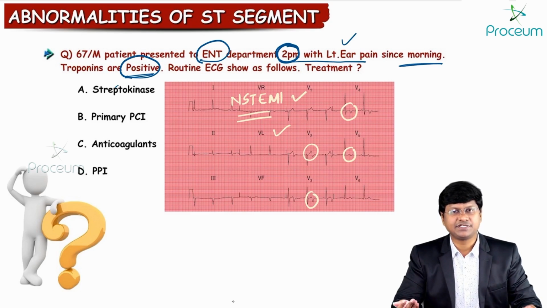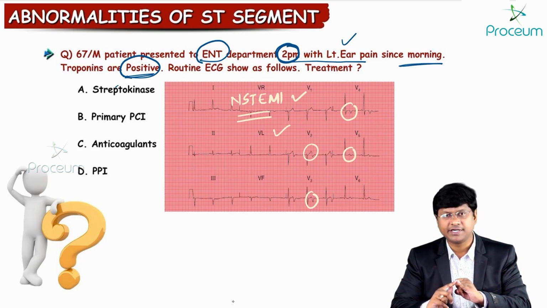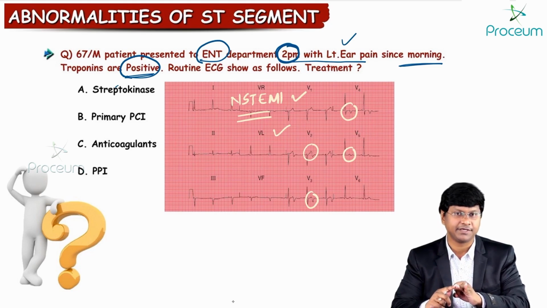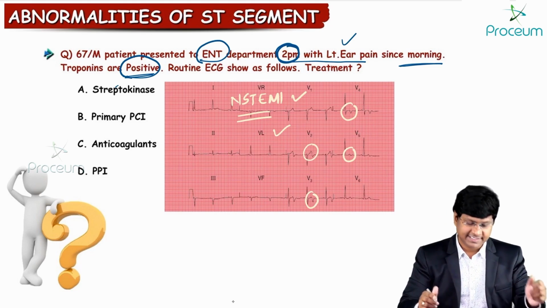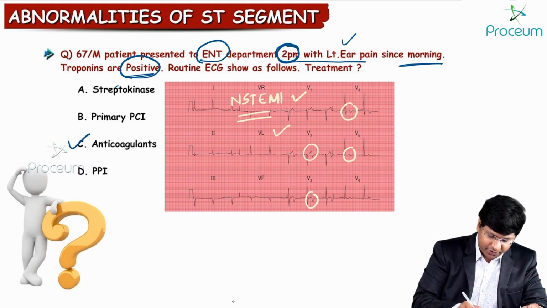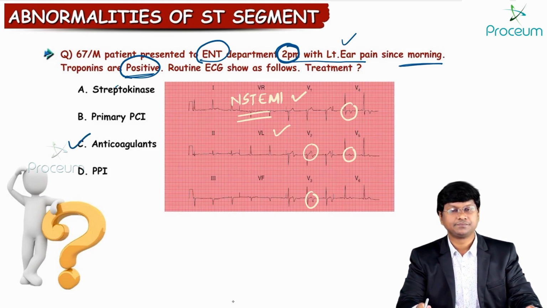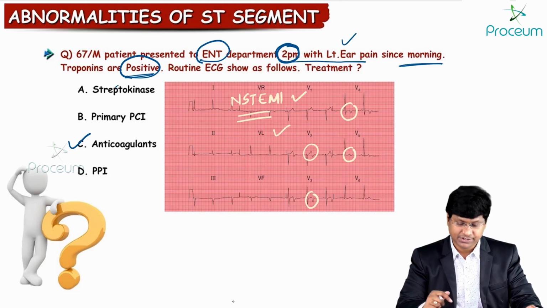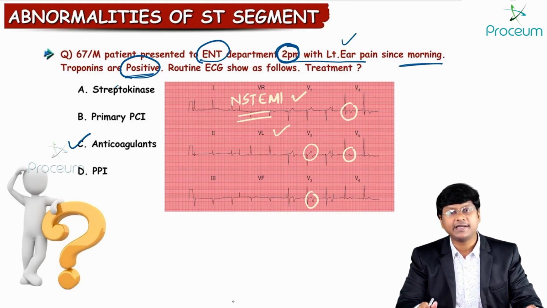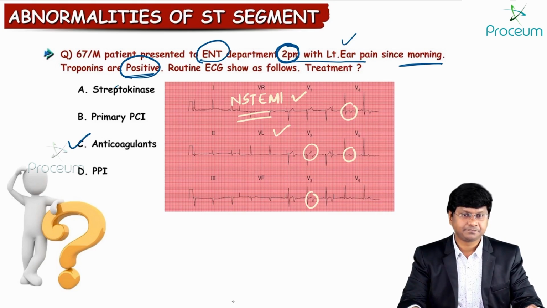Now in non-ST elevation MI, what is the treatment? Primary PCI is not indicated in non-ST elevation MI. Thrombolysis is not indicated in case of non-ST elevation MI. Then how do you treat non-ST elevation MI? With the help of anticoagulants. Right? With the help of anticoagulants, we treat this particular non-ST segment elevation MI.